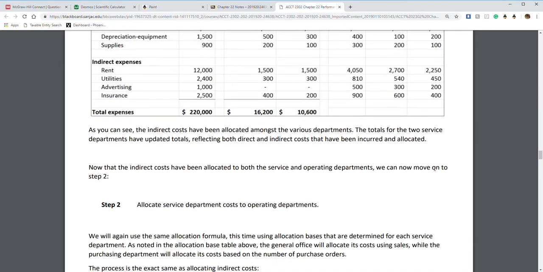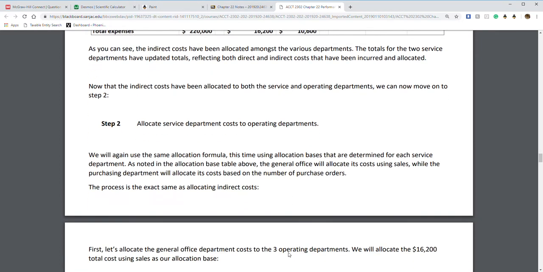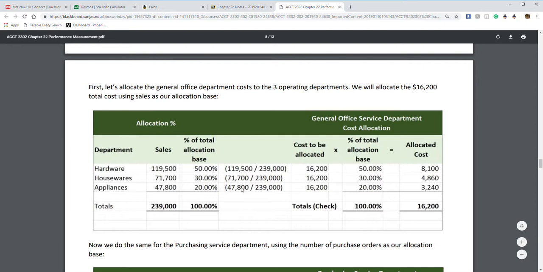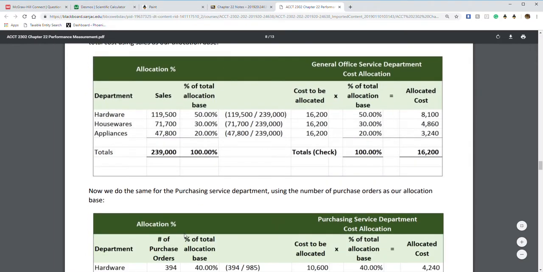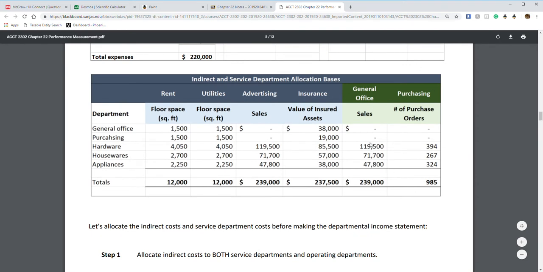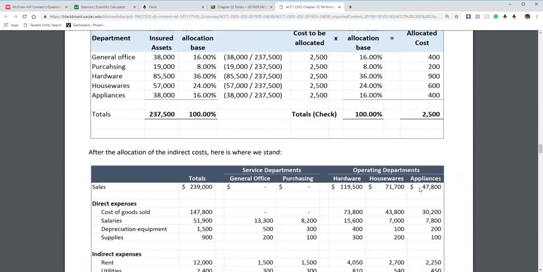So with that being said, now we can do step 2, allocating these service department costs to operating departments. So, how are we going to do that? We're going to use the same formula. It's exactly the same as indirect, except we're now using this general office, the way that we had it, and the purchasing. So, back up here. Remember these green ones? Here we go. Notice that they have costs only for hardware, houseware, and appliances. General office is only going to use sales. Purchasing is only going to use number of purchase orders. And that's our allocation base.